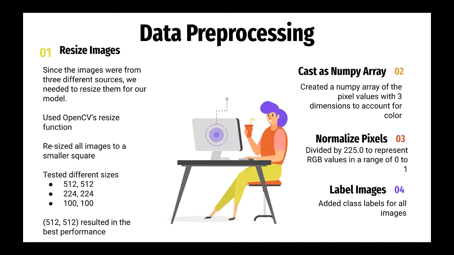Second, we needed to cast it as a NumPy array. And in order to do that, we created a NumPy array of the pixel values with the 3 dimensions to account for color. Third, we needed to normalize the pixels. In order to do that, we divided it by 255 to represent the RGB values in a range from 0 to 1. Lastly, we needed to label our images into our 2 classes.